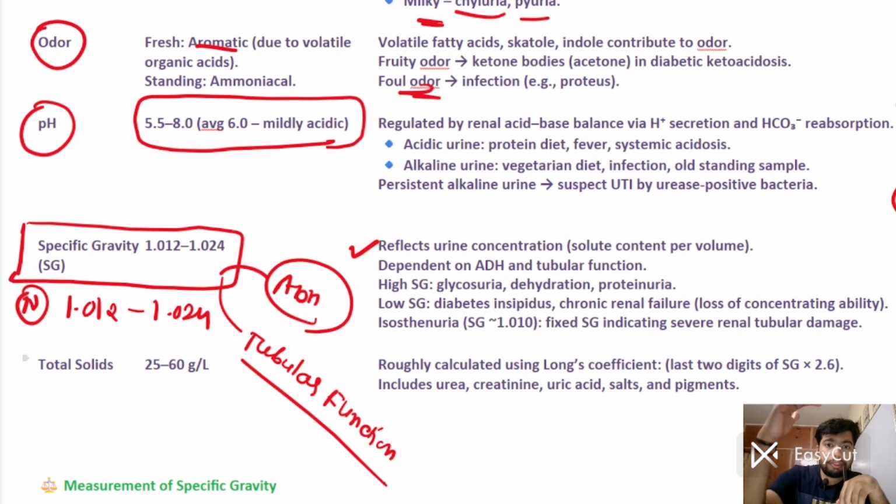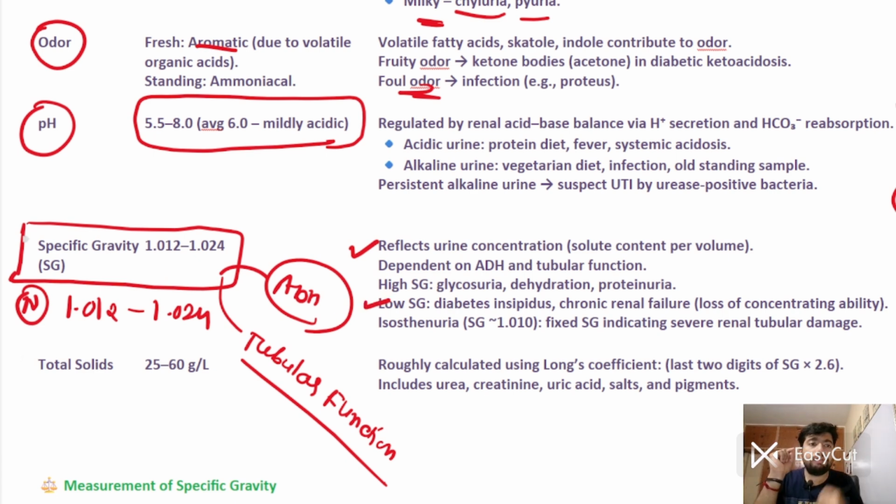Whenever there is a high specific gravity, it indicates that the urine contains a high amount of solutes. What kind of solutes can be present in the urine? Glucose, which is glycosuria. Whenever the urine volume is low or the urine is highly concentrated, like in dehydration where water content is very low, the ultimate urine formed is concentrated, so there is a high specific gravity. In proteinuria, seen in nephrotic syndrome, the specific gravity of urine is also very high.